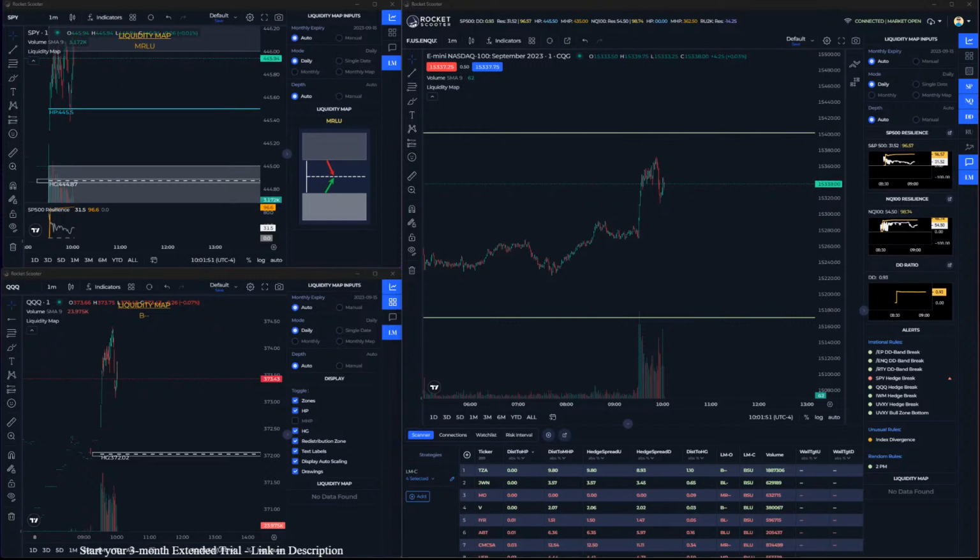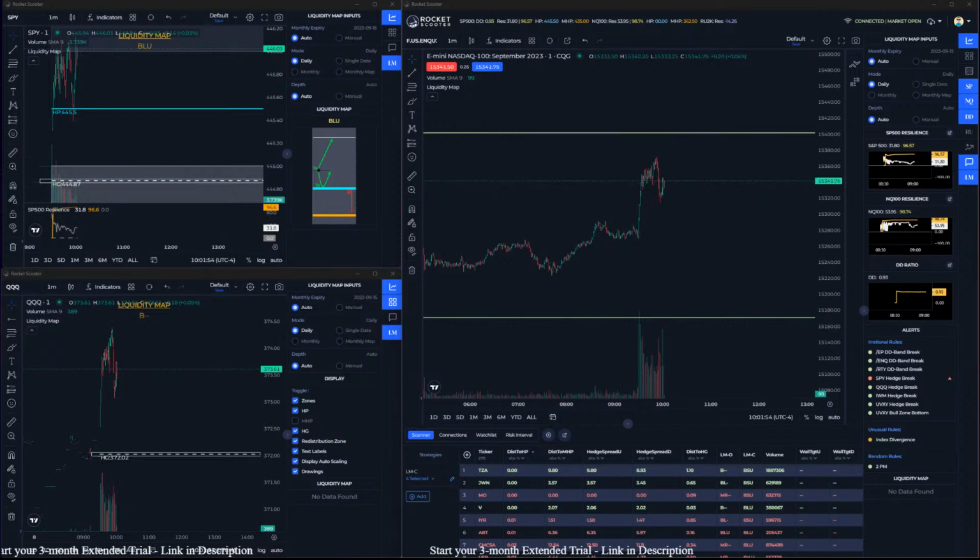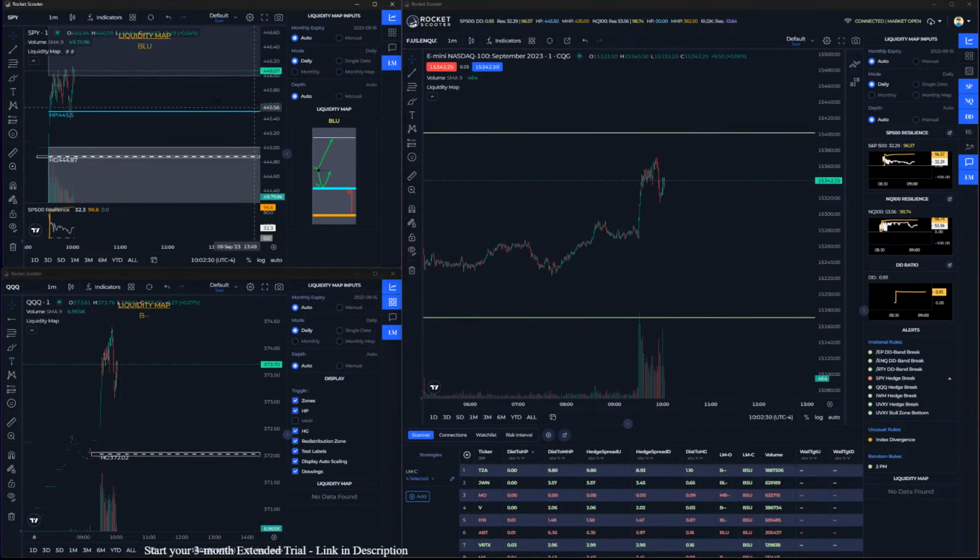There we go. All right, so liquidity map is in. Finally, here we go. Snapped right into place.